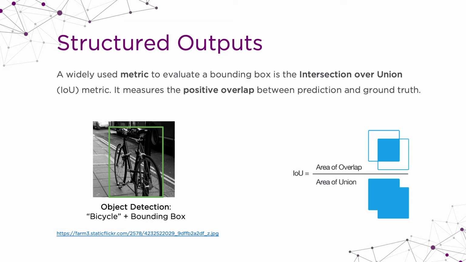The way that we calculate this is we take our original box, we take our predicted box, we compute the area of overlap between the two, and we divide by the area of the union of the two. This ranges between 0 and 1. 1 is complete agreement between the boxes, and 0 is complete disagreement between the boxes.